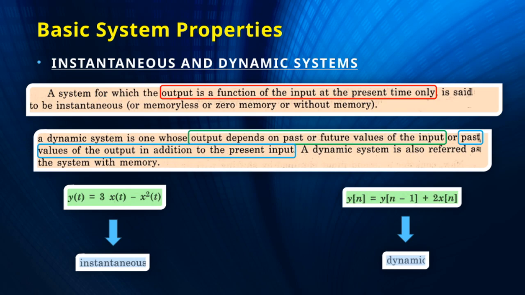When we talk about these systems, we're really focusing on how they behave at specific moments in time and how they change over time. The key point here is that instantaneous systems give us a snapshot, like a photograph, of what's happening right now. On the other hand, dynamic systems are all about evolution. They change as time progresses.